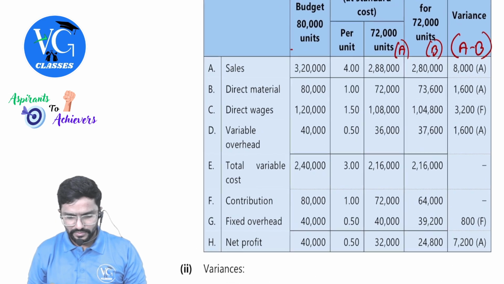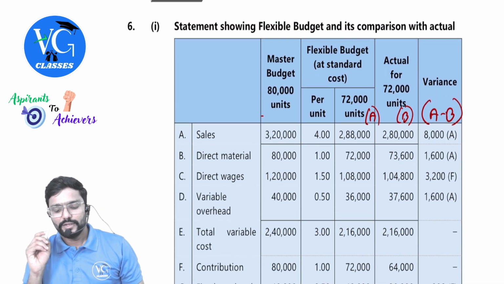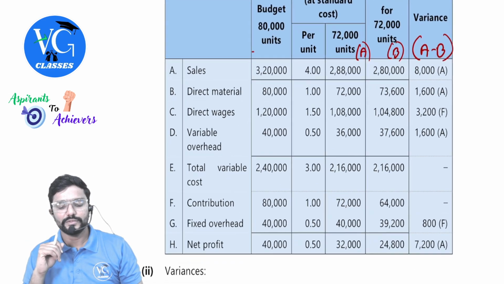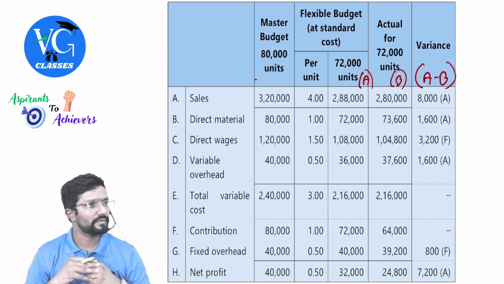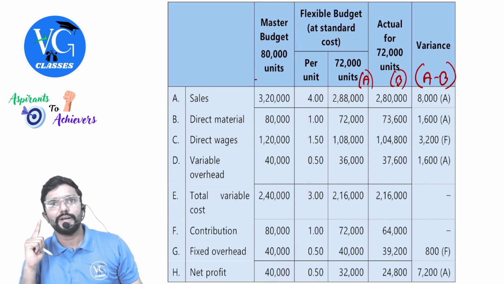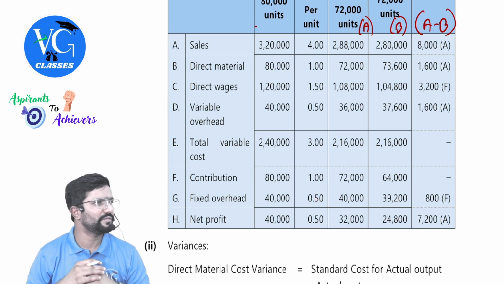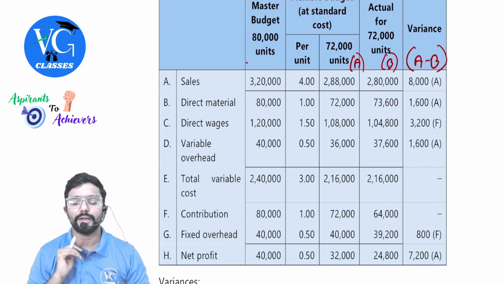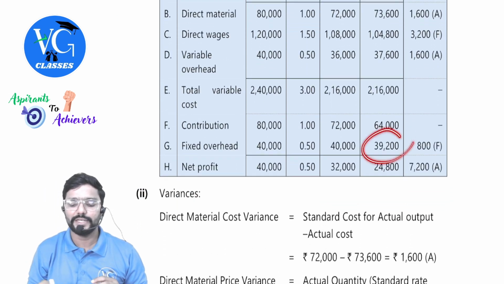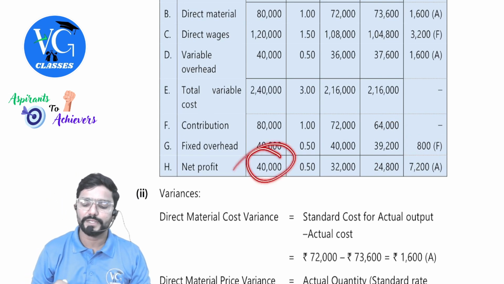Fixed overhead, 40, 40. Guys, it should not be 0.5 here. If you ask me 40,000 divided by 72,000, how much is it? It is more than 0.5. Actually 0.5 is not for 72,000 units, guys. So take the same 40,000 here. Maybe the unit column you can ignore also. Please be careful. Whatever is there, you take it, 800 favorable. Net profit also is computed.